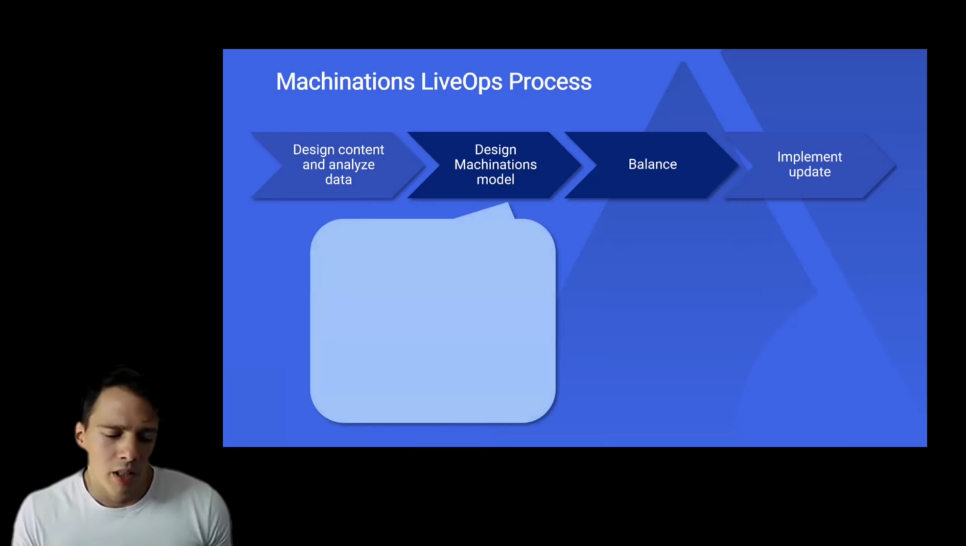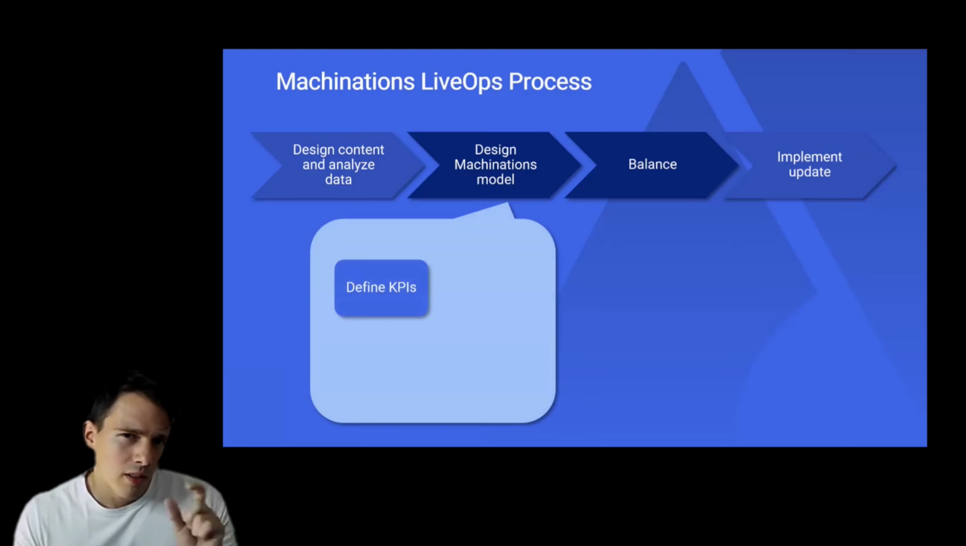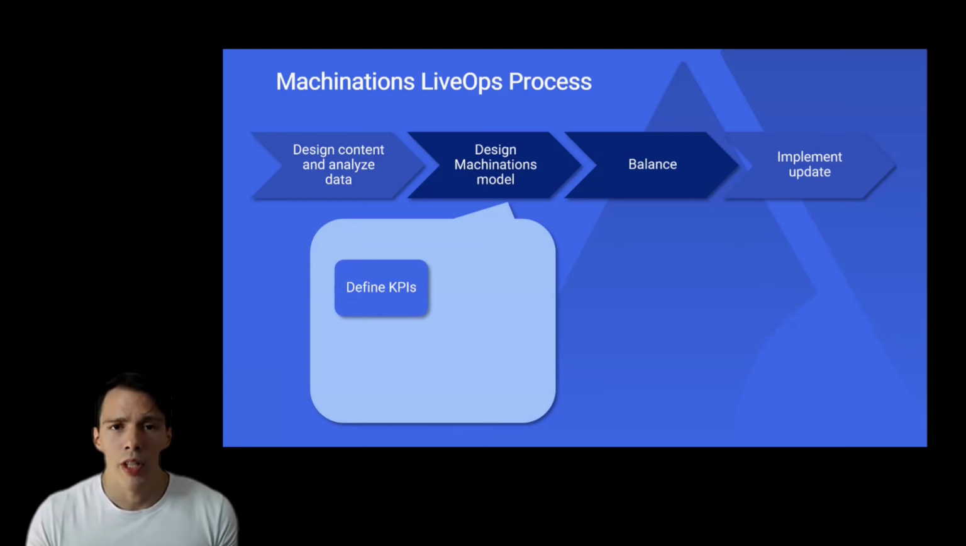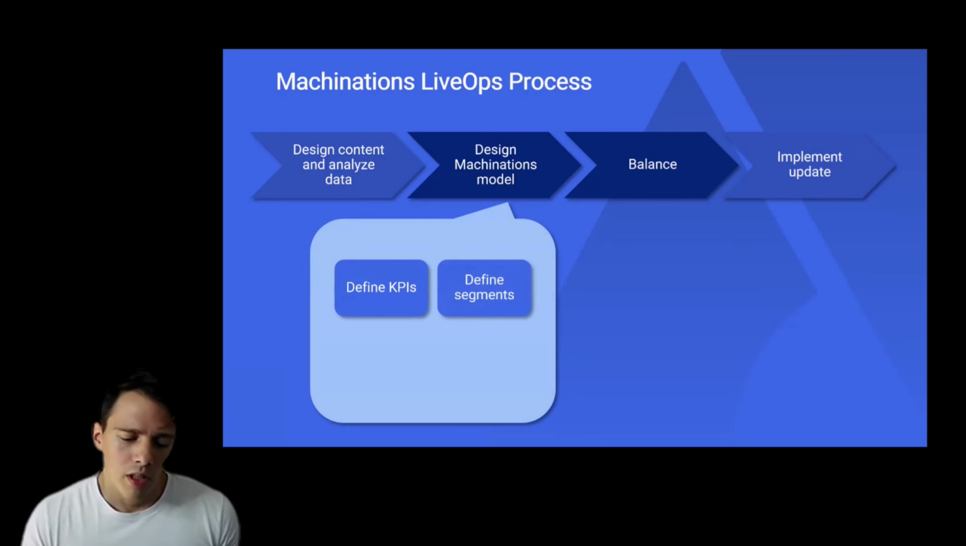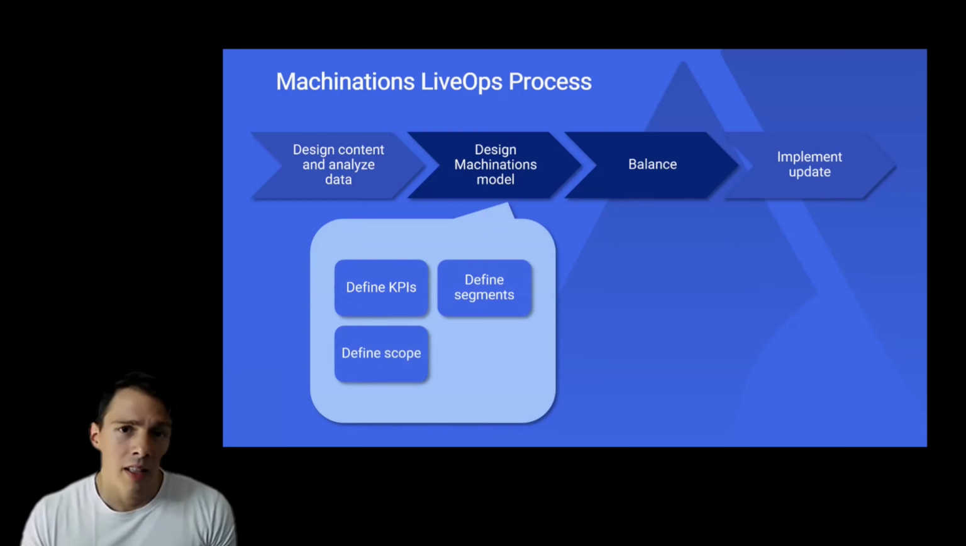About designing a model, and I think that this is a good practice for every model that you do in Machinations. Before you create this diagram, it's good to think about what the goals are, what your KPIs are. In our case, it's going to be our churn rate. But it depends on what you want to measure. Also, it's good if you can define segments before, if you know which are the segments that you want to focus on. Then the scope.